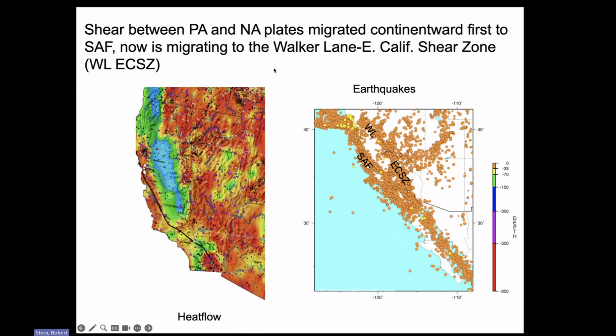So this Walker Lane, Eastern California shear zone has just started being active. Over time, we can fully expect that everything west of it will be part of the Pacific Plate, and most of the strike slip activity will be located on that.